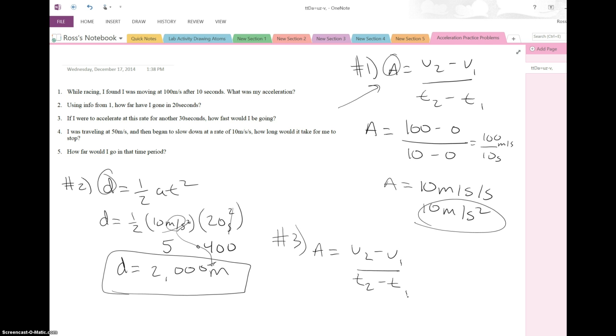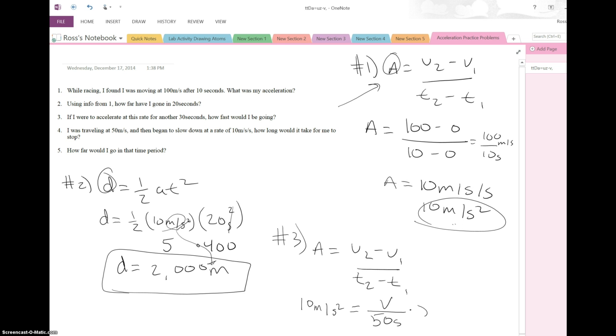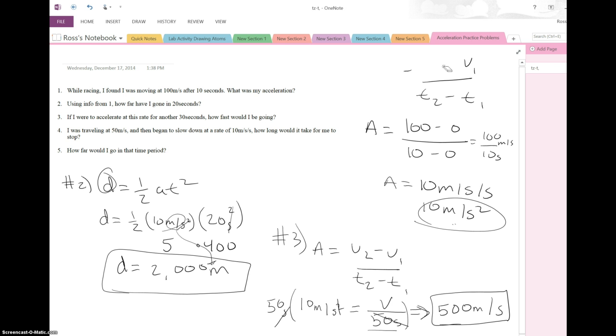It says for number 3, if I were to accelerate at this rate, so this rate meaning 10 meters per second squared, so let's rewrite that here, 10 meters per second squared. We're looking for velocity, and it's for another 30 seconds. Remember, in problem 2, you went 20 seconds, so that'll be 50 seconds total. To isolate v, we're just going to multiply both sides by 50 seconds. That goes away, and one of those s's will cancel out. 50 times 10 is 500 meters per second. Okay, I'm going to erase number 1.